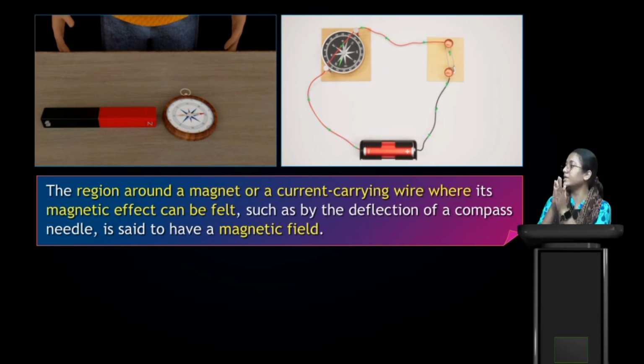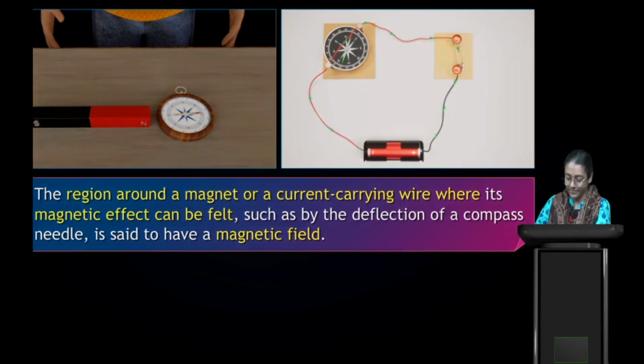So the region around a magnet or a current carrying wire where its magnetic effect can be felt, such as by the deflection of a compass needle, is said to have a magnetic field. So what is a magnetic field? A region around a magnet or a current carrying wire where these magnetic effects can be felt, such as by the deflection of a compass needle, is said to have a magnetic field.